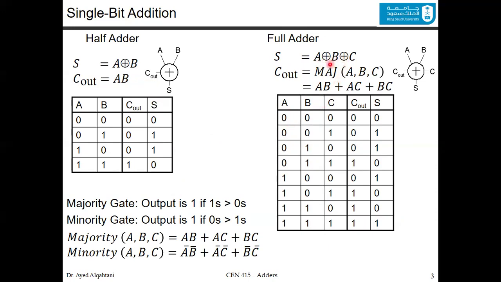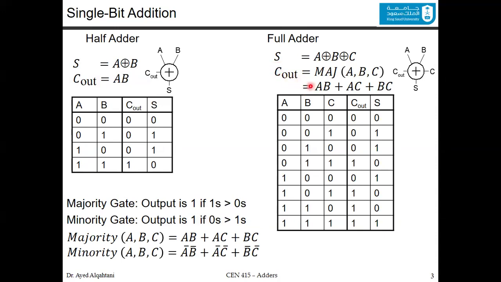Since this is the odd function, what happens? You count the number of ones, so it's not odd, so the output is 0 in the sum. It's odd, so the output is 1. It's odd, then the output is 1. The number of ones here is even, so the output is 0. The number of ones is odd, so the output is 1. Here, the number of ones is even, and in the last case, the number of ones is odd, so the result of the sum is equal to 1.